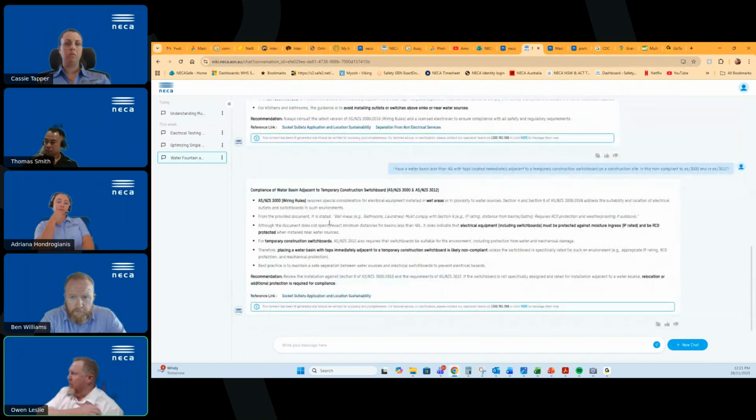I have a water basin less than 40 litres with taps located immediately adjacent to a temporary construction switchboard on a construction site. Is this non-compliant to AS 3000 or AS 3012? And it gave me a pretty good answer here. Basically, it's likely that the switchboard is non-compliant, but there's nothing specific saying that it is, except you've got to protect against water ingress. So what it's saying is that the picture I showed you with the GPO pretty much was compliant, but based on this, for the switchboard, I'm going to have the water fountain removed.